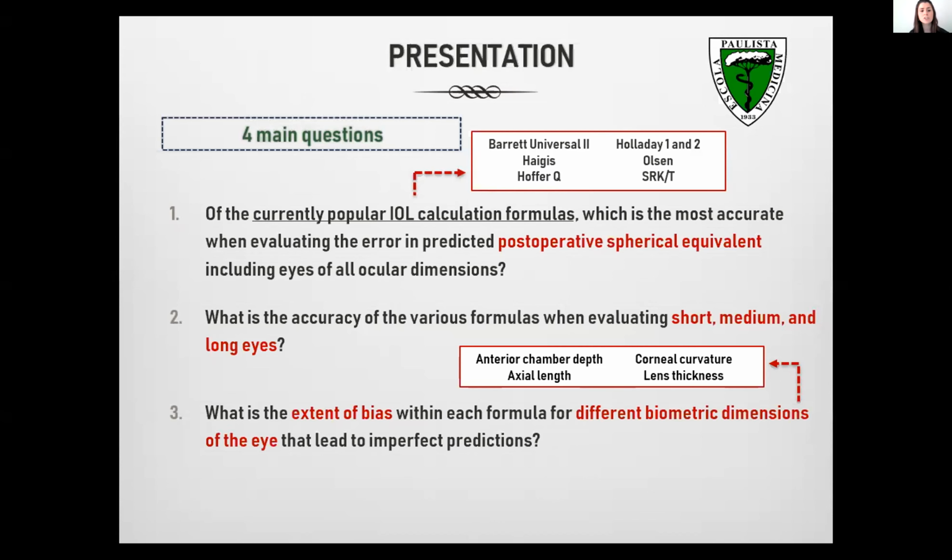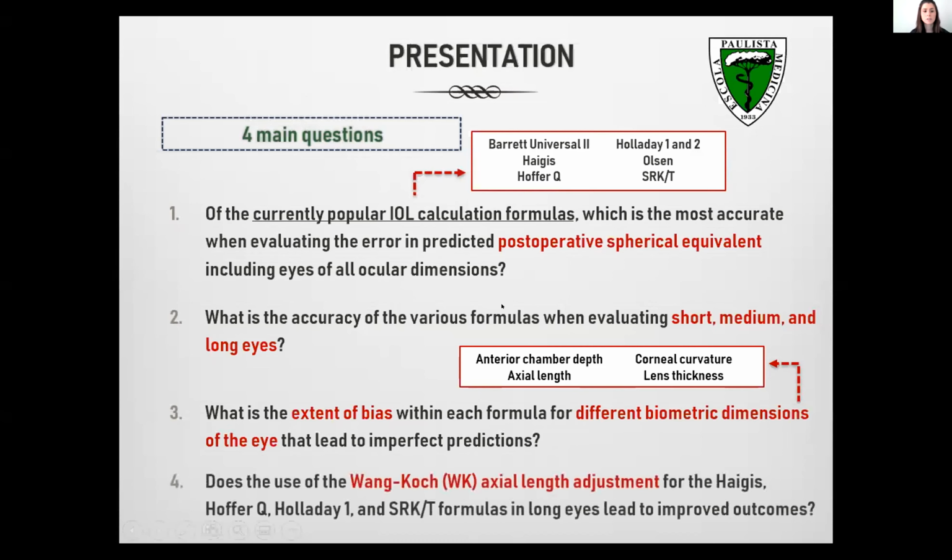And the last question: does the use of the Wang-Koch axial length adjustment for the Haigis, Hoffer Q, Holladay 1, and SRK/T formulas in long eyes lead to improved outcomes?